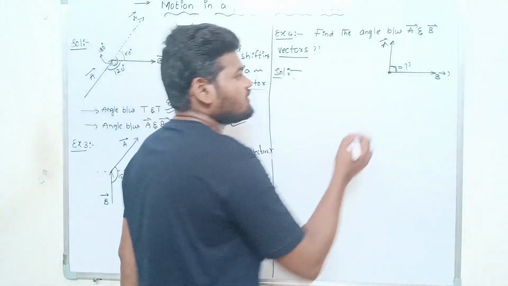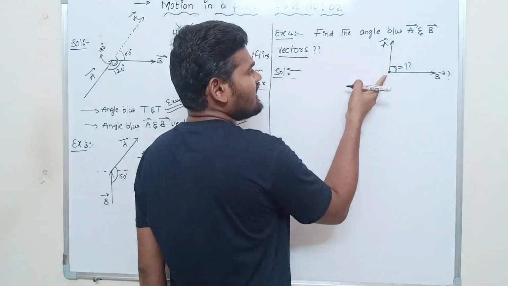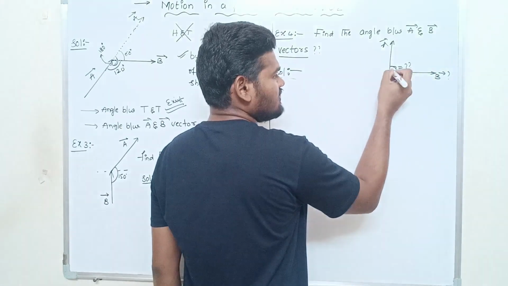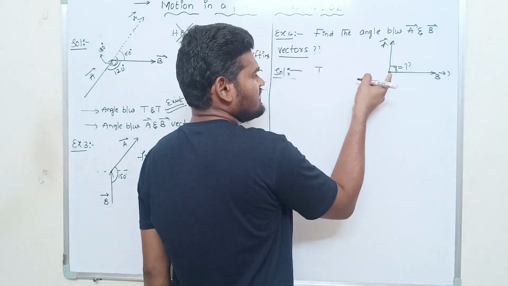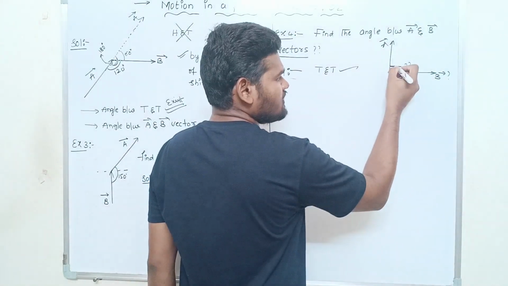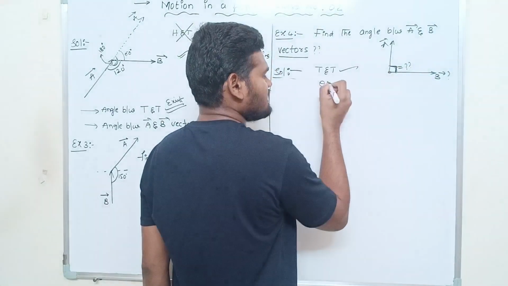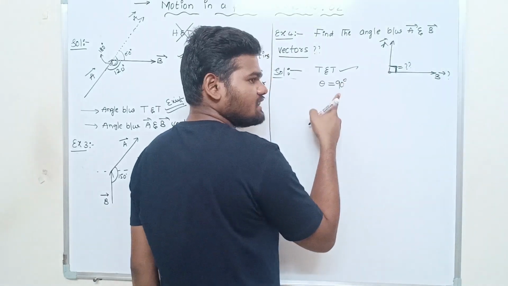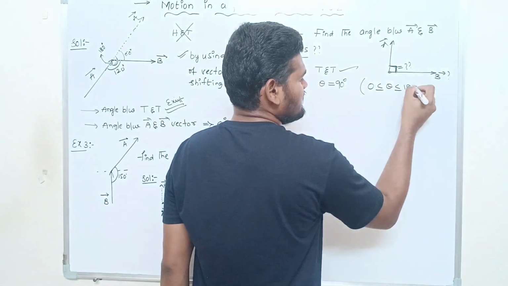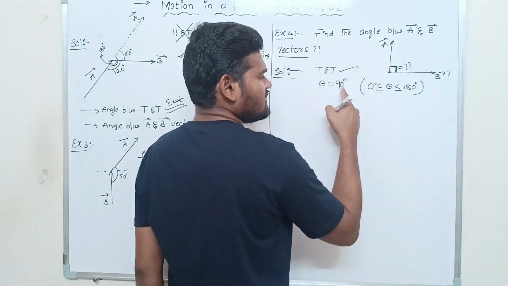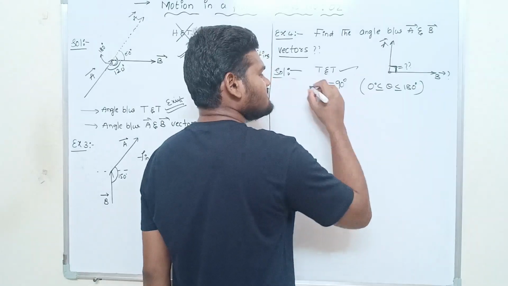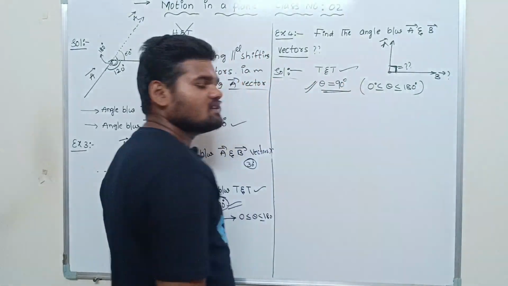First rule, we have to take an angle between head and head or tail and tail. So here we have the tail of the a bar vector and the tail of the b bar vector. Now the angle exists. What is the angle between a bar and b bar vector? These two are perpendicular to each other. Theta is equal to 90 degrees. So 90 lies between 0 and 180 degrees. 90 is less than 180 degrees and greater than 0 degrees. Therefore, theta is equal to 90 degrees.